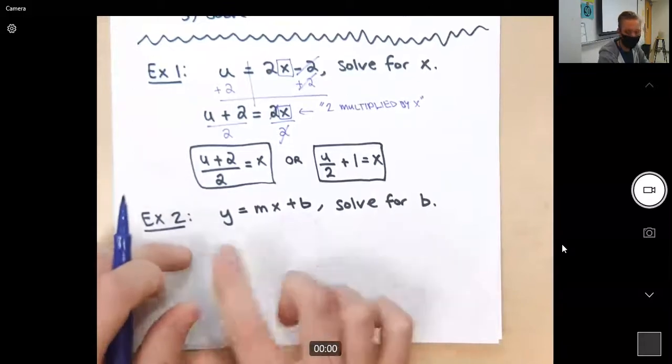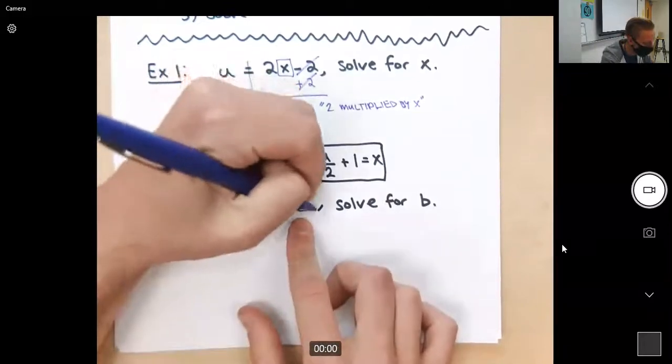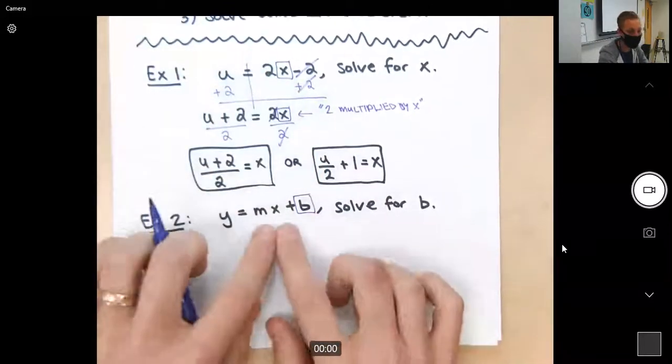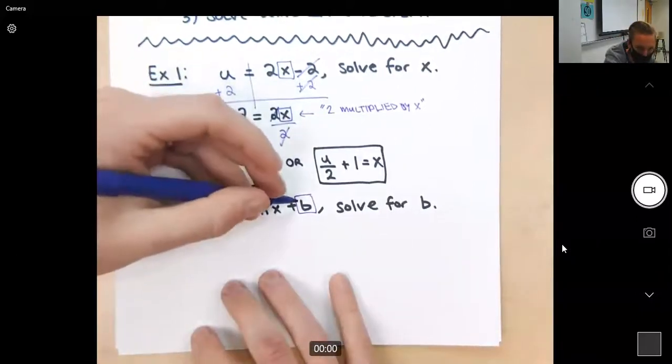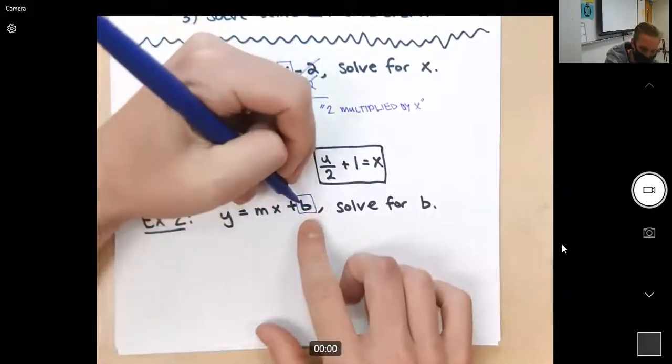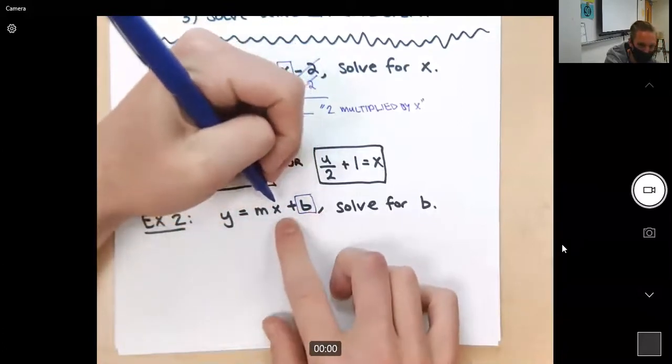So simplified on both sides. B is only on this side, so we are good to go. This one's all letters, but don't be tripped up. We got y equals mx plus b. Well, b is pretty much already by itself. We're just adding mx to it.